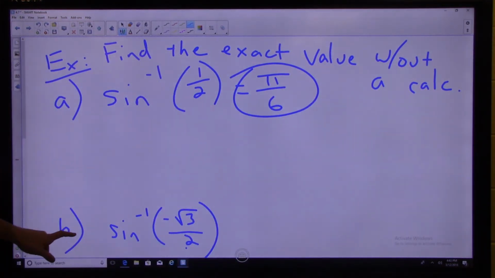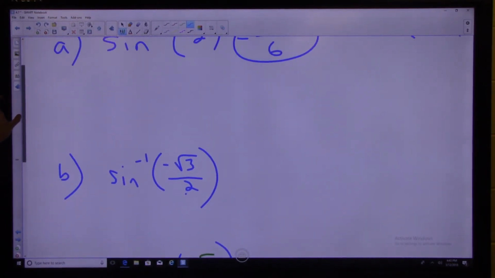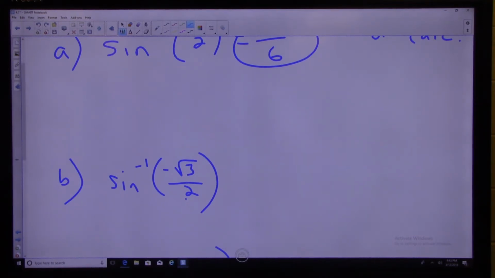Okay, now let's go over part B. And again, if you have any questions, you can rewind that, you can rewatch that. Let's do part B next. If we want to find the inverse sine of -√3/2, this is what throws a lot of people off. I want to make sure I'm clear on this.